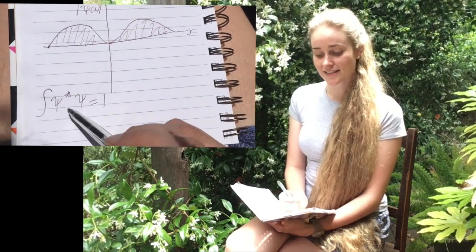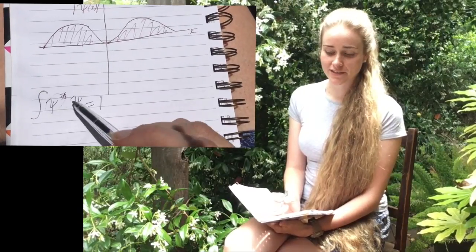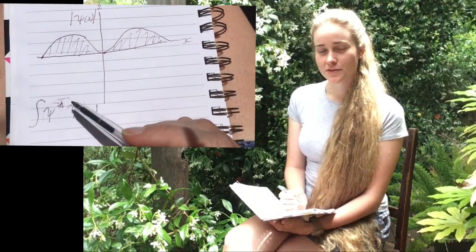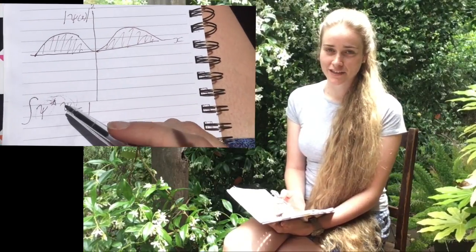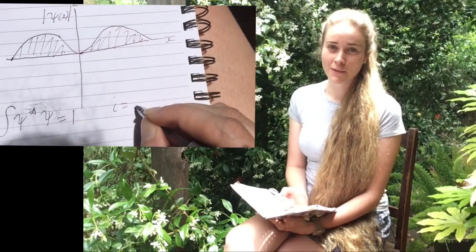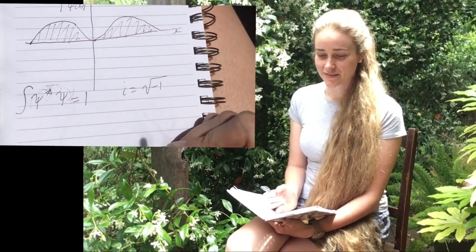The psi star term is the complex conjugate of the wave function, and this whole term is used to essentially square the wave function, but it is done this way because the wave function might be a complex number or contain the number i.